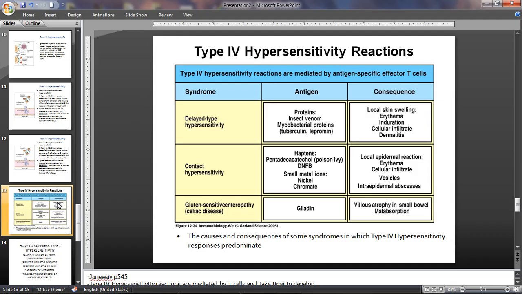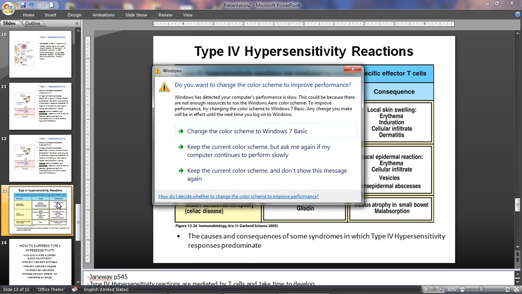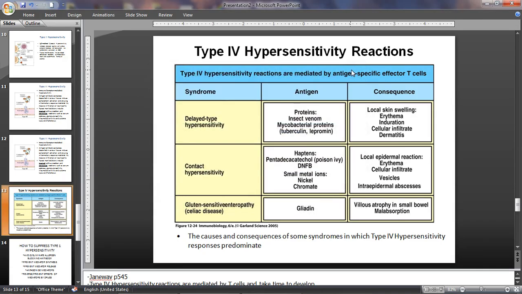Antigens would be proteins, insect venoms, mycobacterial proteins, or the tuberculous proteins. So remember that tuberculosis is a delayed type of hypersensitivity reaction. The consequences could be local skin swelling, erythema, induration, cellular infiltrate, and dermatitis.